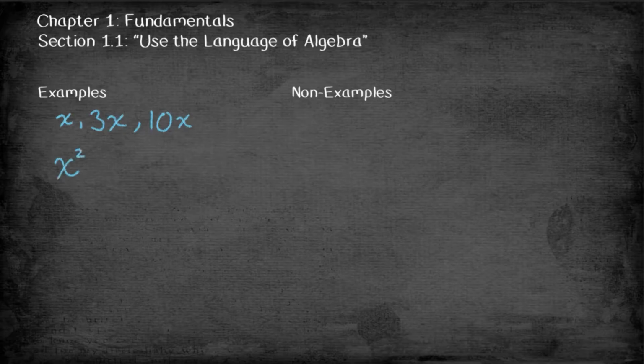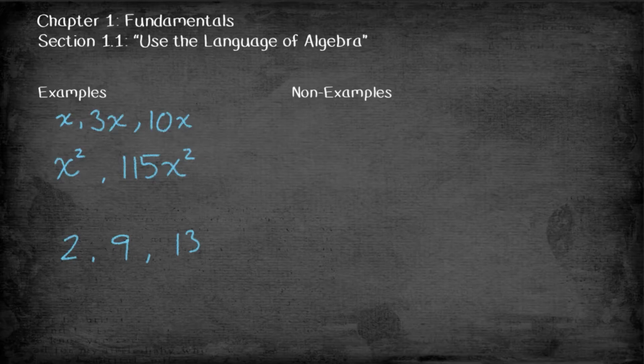You could look at x squared and 115x squared, and those two are still like terms because they have the same variable and the same exponent. In fact, even 2, 9, 13, which are just constants, would be considered like terms.